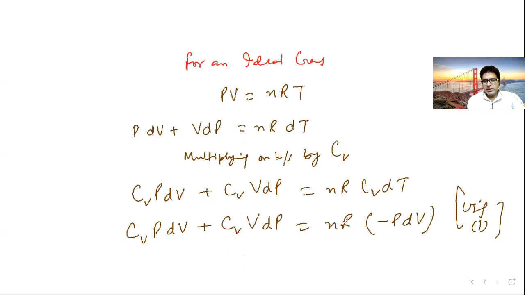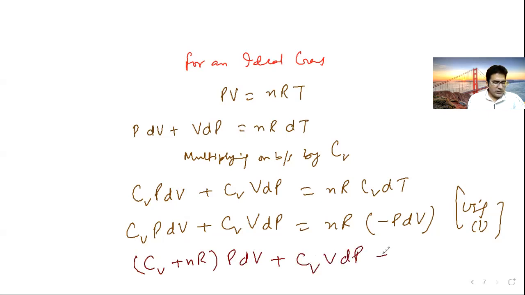I rearrange. I will take this term to the left hand side. It will become plus nR PdV. Then PdV can be taken as common. I will get (Cv plus nR) times PdV plus Cv VdP is 0.